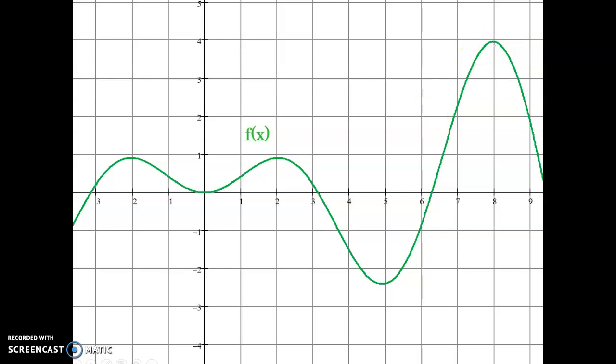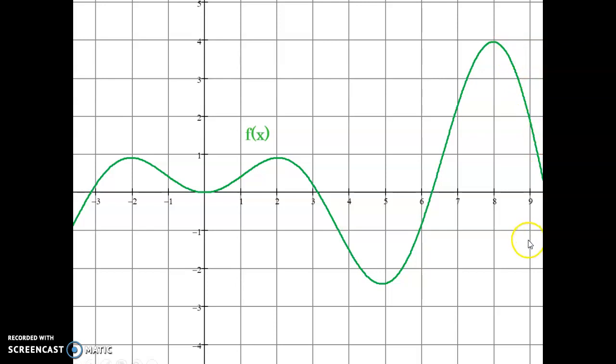Where would the derivative be negative? Now, by the way, we know that the derivative is positive when the original curve increases. The derivative curve will be negative where the original curve is decreasing: from about negative 2.1 or so to 0, and then from about 2 to about 4.8 or so, 4.9, and then again from about 8 to infinity.